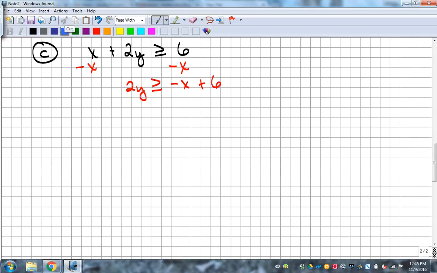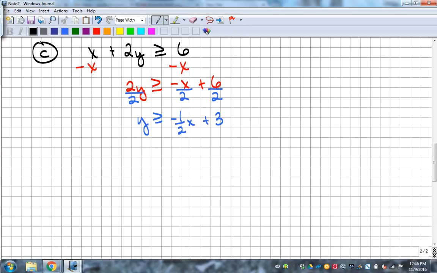And then divide by that 2, so everybody gets divided by 2. The thing you've got to watch out for when you're doing this is, if I multiply or divide by a negative, what do I have to do? Flip that symbol. So be careful on that. Do I flip this one? No, because it was a positive 2. So that'd be y is greater than or equal to negative 1/2 x plus 3.